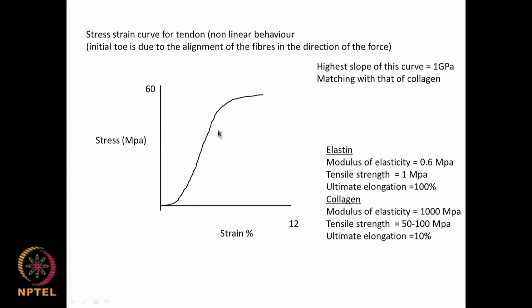So, this highest slope is about 1 gigapascal. This matches with that of collagen. That is why collagen is used quite a lot in many biomaterials, especially if you want to mimic the tendon and other muscles. Elastin has a modulus of elasticity of 0.6 megapascal, tensile strength of 1 megapascal, ultimate elongation 100%. Collagen modulus of elasticity is 1000 megapascal, that is 1 gigapascal, tensile strength is 50 to 100 megapascal, ultimate elongation is about 10%. So, collagen has much lower ultimate elongation when compared to elastin.